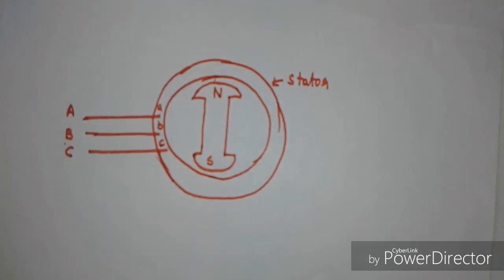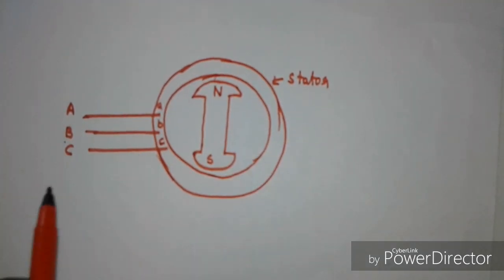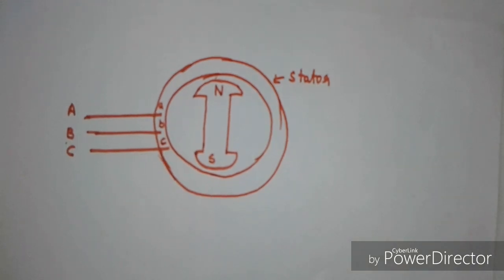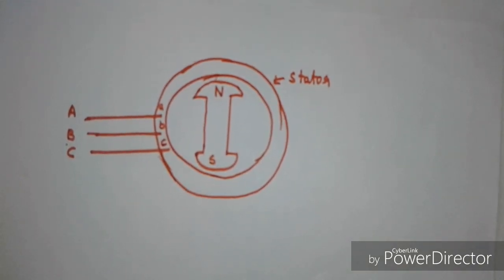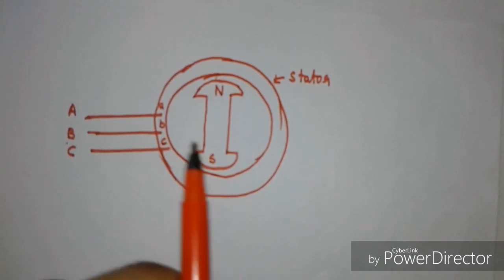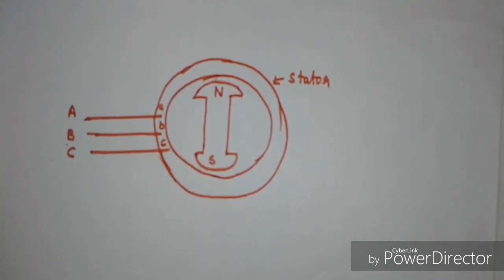Now the moment we give the three-phase supply to the stator, and the stator coils are wound 120 degrees mechanically spaced apart in space, then what should we get? We should get a rotating magnetic field, just like in the case of an induction motor. So we are giving three-phase supply to three coils of the stator which are 120 degrees mechanically spaced with respect to each other.